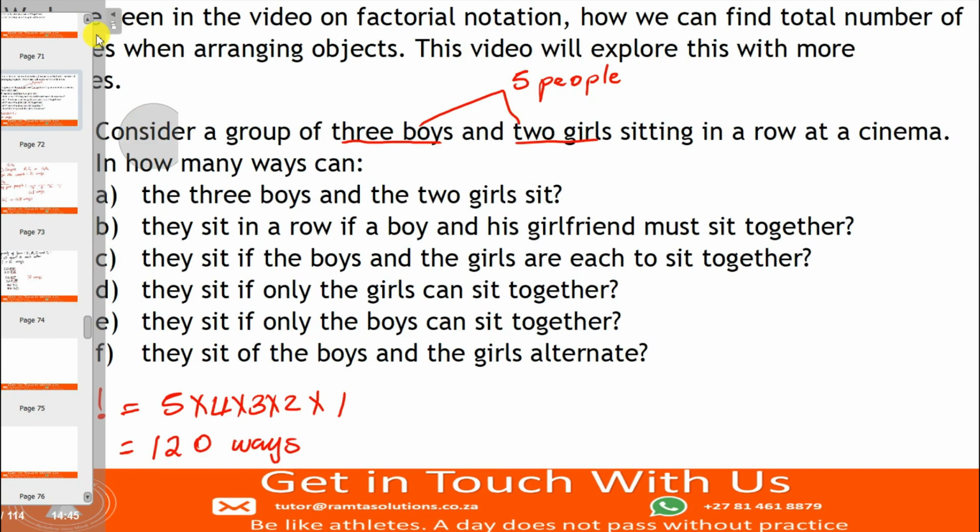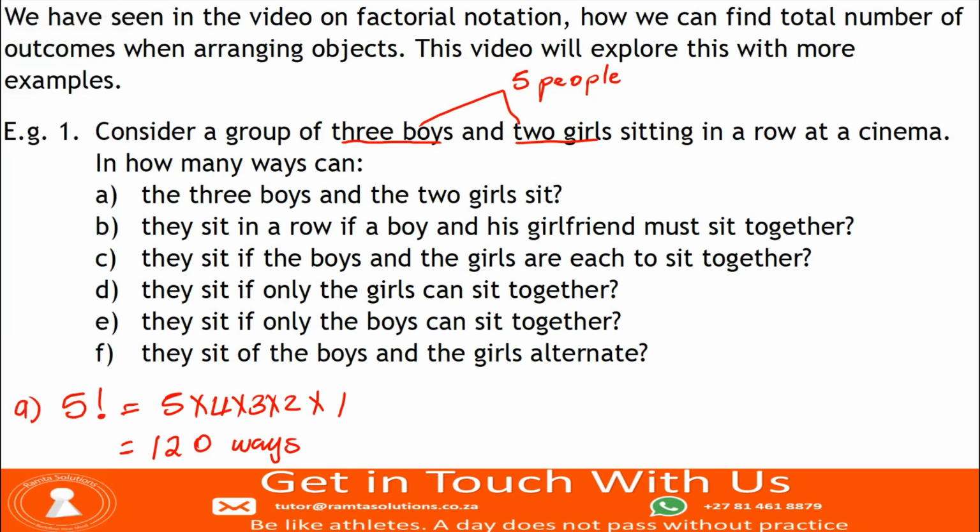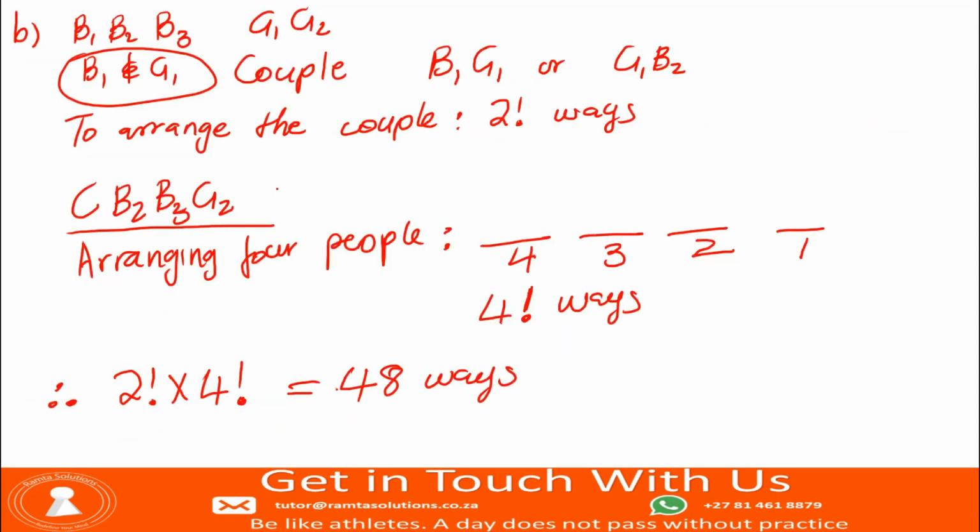Okay, so this question says, how many ways can they sit if the boys and the girls are each to sit together? Again, we're going to look at this. First, the boys are to sit as boys. So how many boys do we have? We have 3 boys. So it will be 3 factorial ways of choosing the boys.